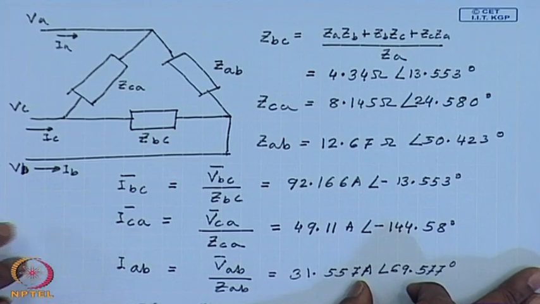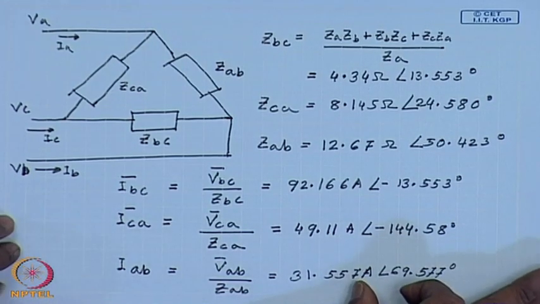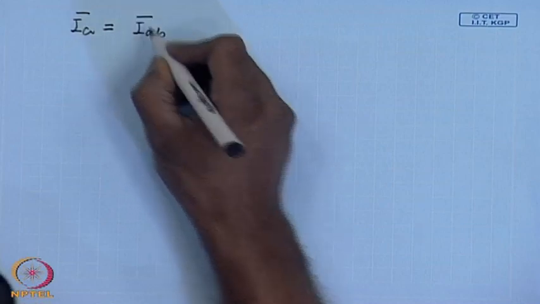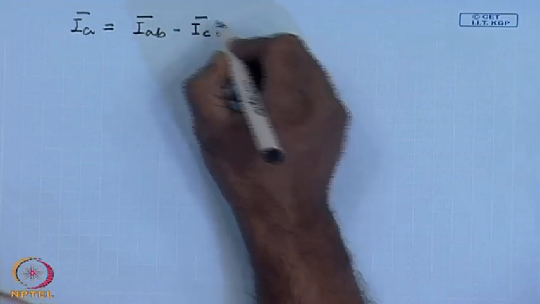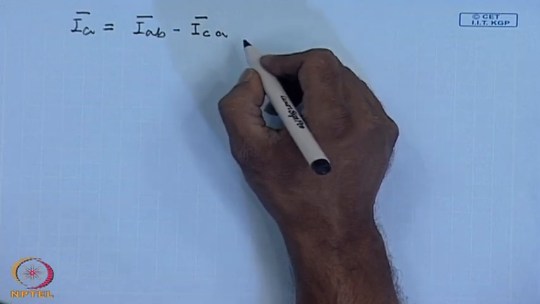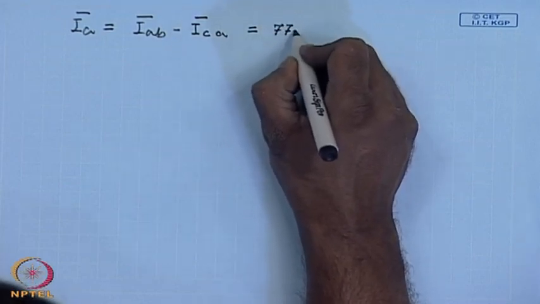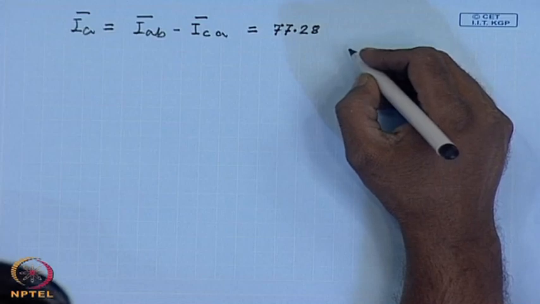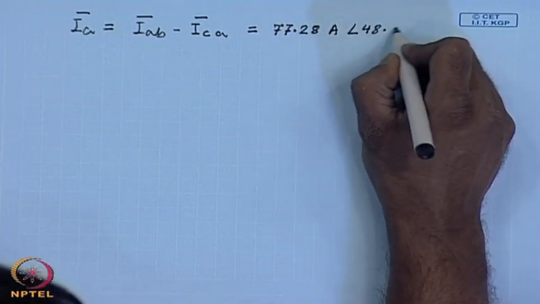Now that we know the currents flowing through the equivalent delta connected loads, we can proceed to find out the line currents I A, I B and I C. I A is given by I A B minus I C A. This comes to be 77.28 amperes, angle 0.67 degrees.